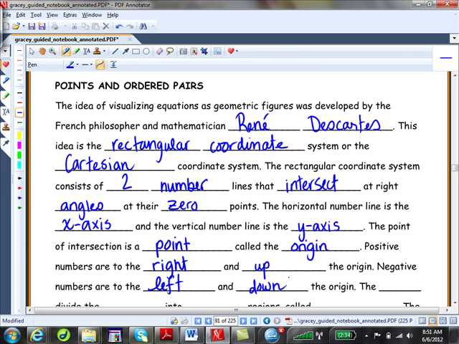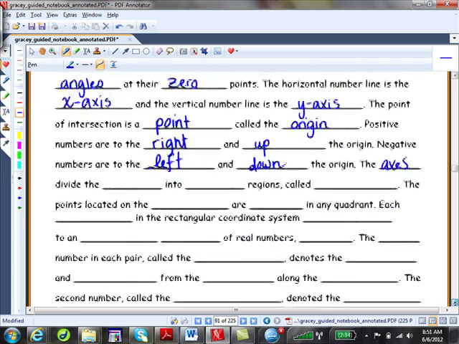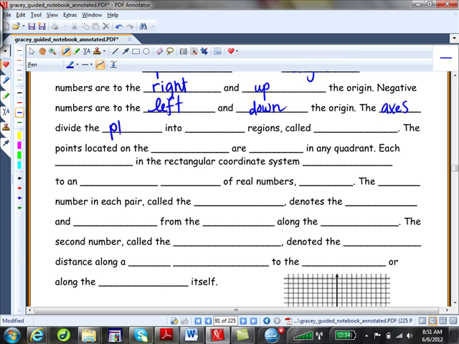The axes divide the plane into 4 regions called quadrants. This quad means 4, as you probably know if you go to the desert. The points located on the axes are not in any quadrant.